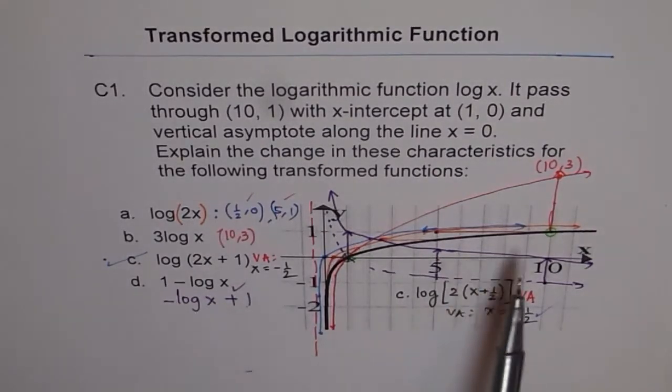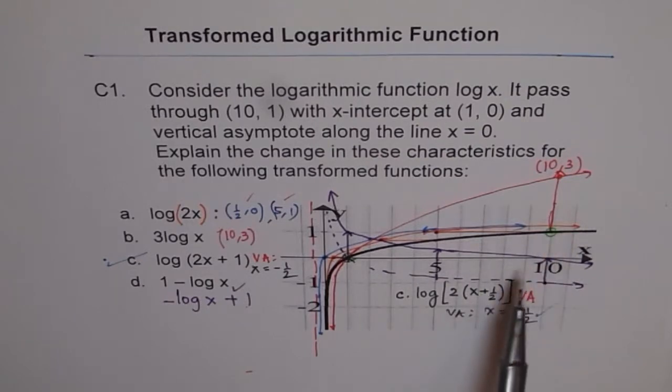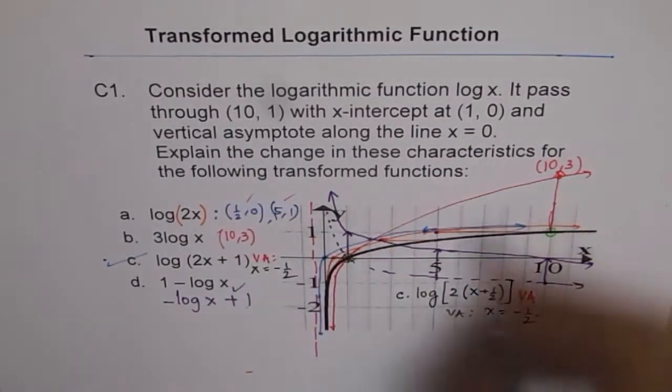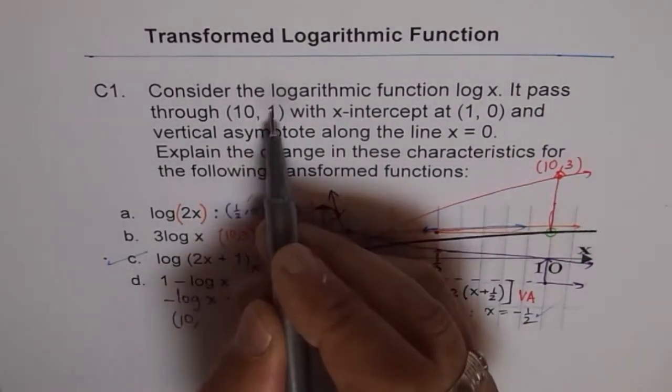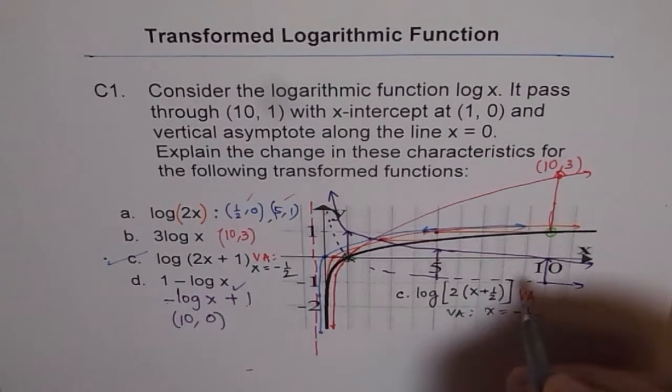I would like you to write down all the transformed points for this last function yourself, correct? So here what is happening? X values are remaining the same, correct? So these x values will remain the same, but the y value changes. They get multiplied by minus 1 and add 1. So this point transforms. So 10 will remain as 10, but 1 will get multiplied by minus 1. So 1 times minus 1 is minus 1, plus 1 is 0. And that is this point.